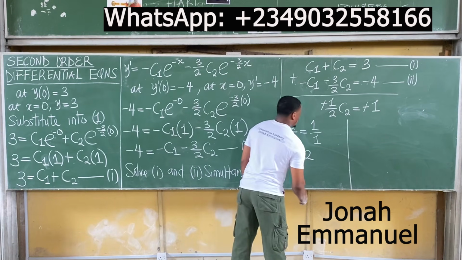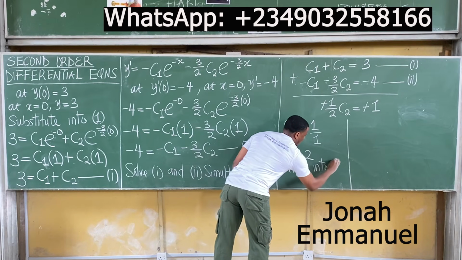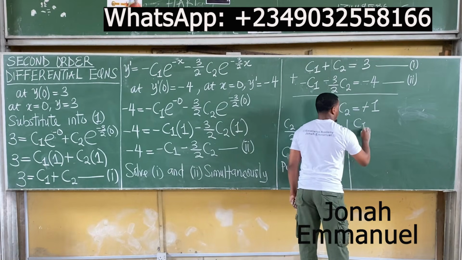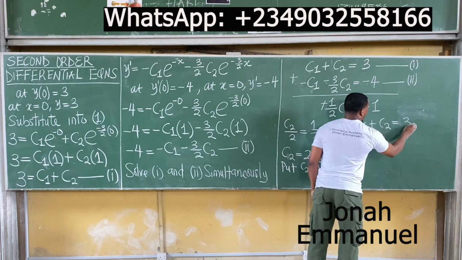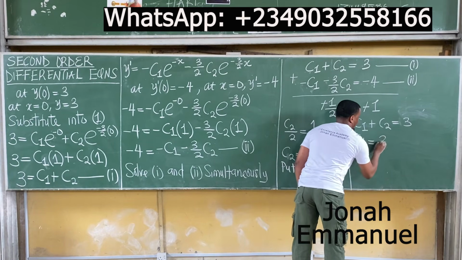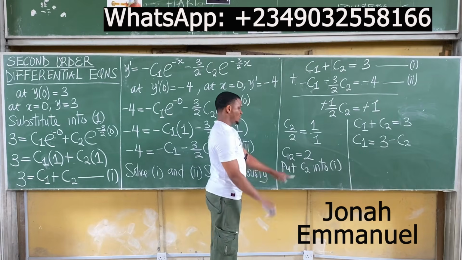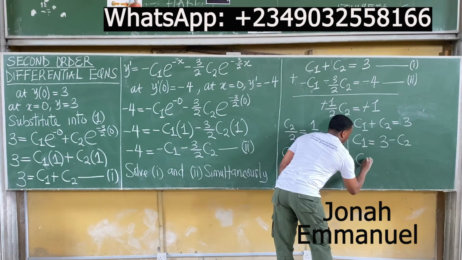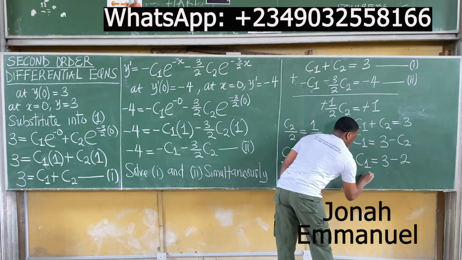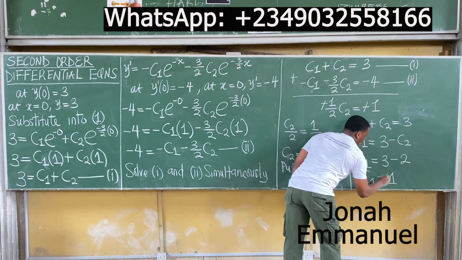Let's put C2 into equation I. From I, we have that C1 plus C2 is equal to 3. Hence, we can say that C1 is equal to 3. Move C2 over here becomes what there? Minus C2. Now I'm bringing the value of C2. C2 is 2. So you can say that C1 is equal to 3 minus what's C2 there? 2. So C1 is equal to 3 minus 2. That's what there? 1.